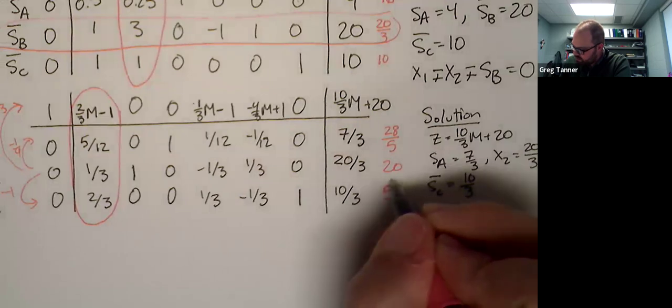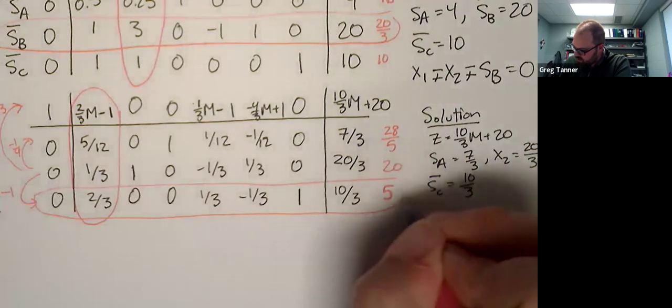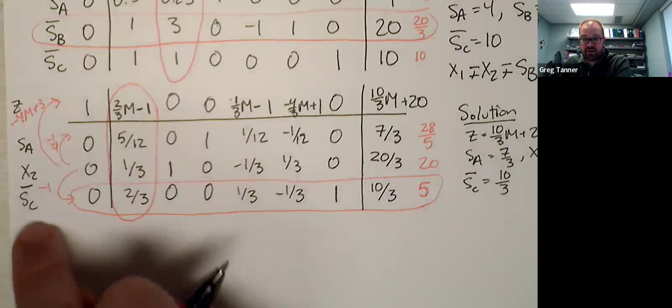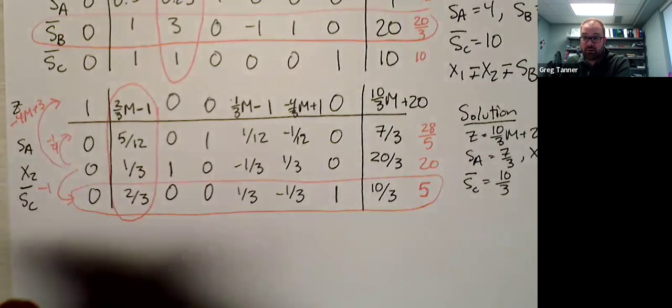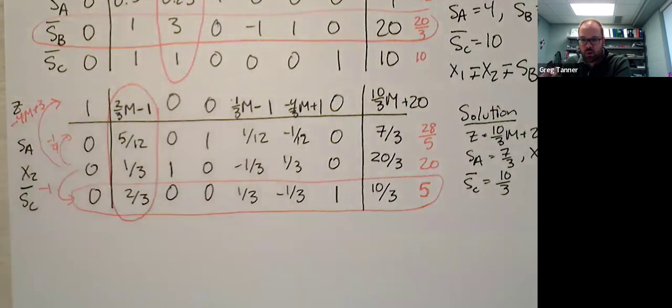And so our pivot row is going to be this one. And that's actually good because that's one of our artificial variables, and that's going to be our exiting variable. We're going to get rid of our artificial variable from our basis, which is the whole goal of what we're trying to do here.